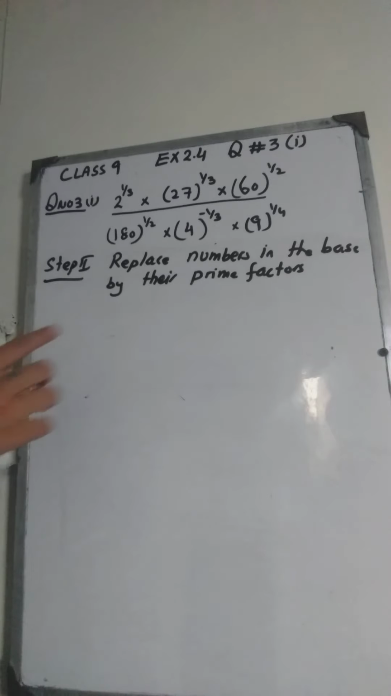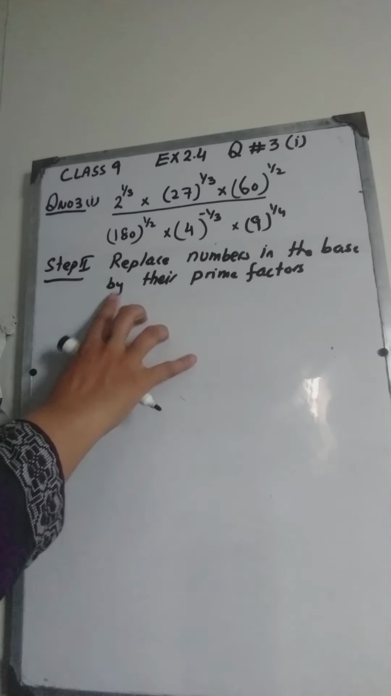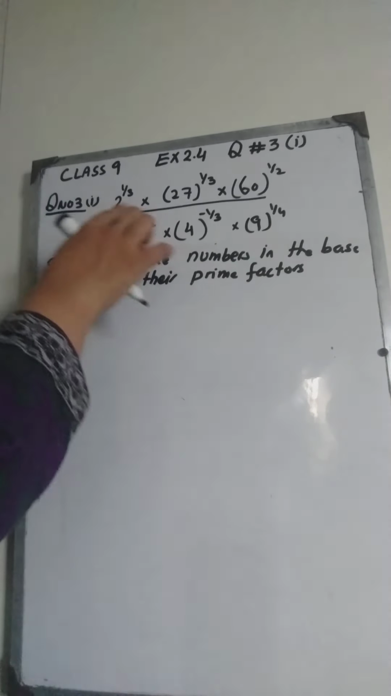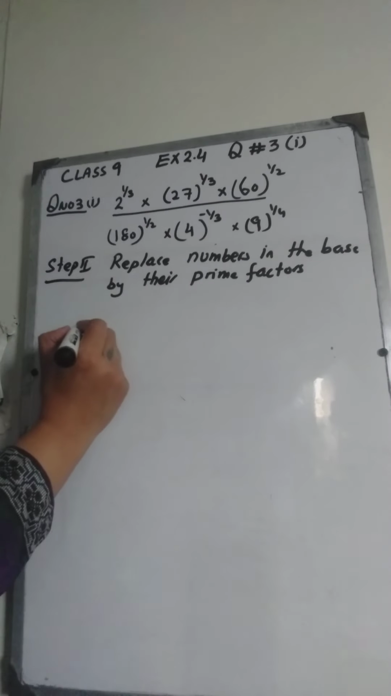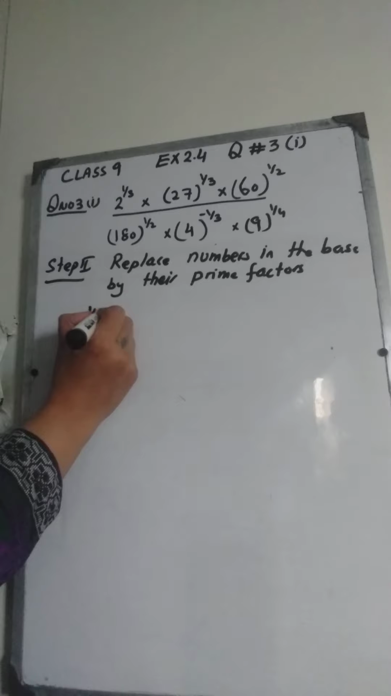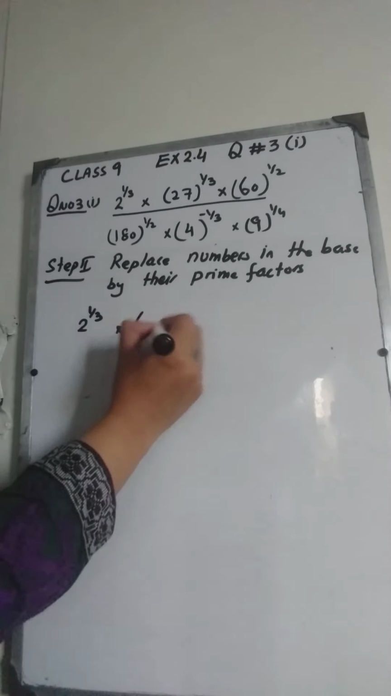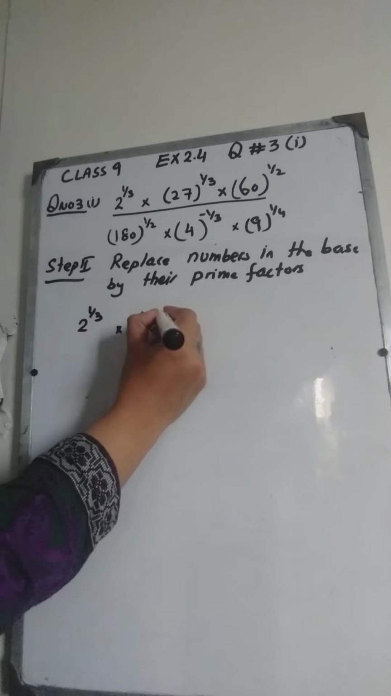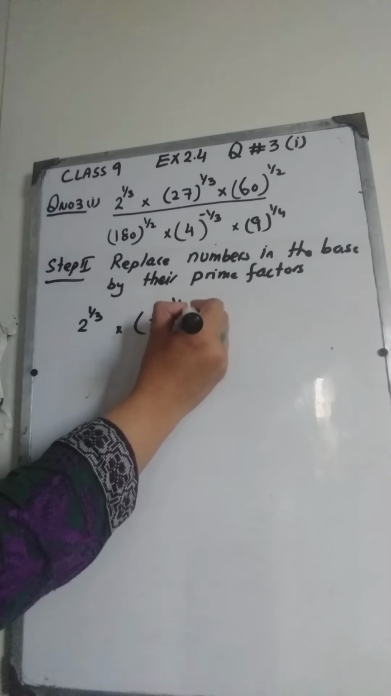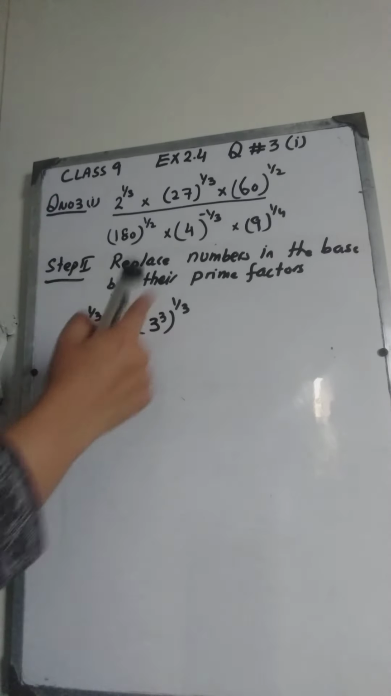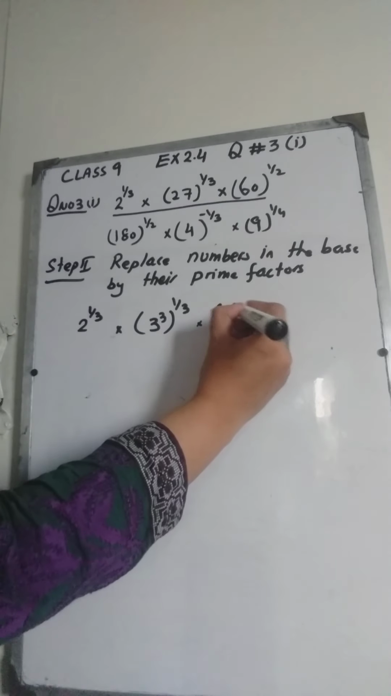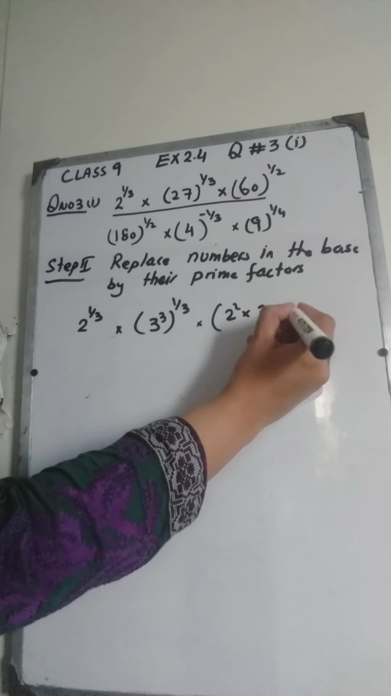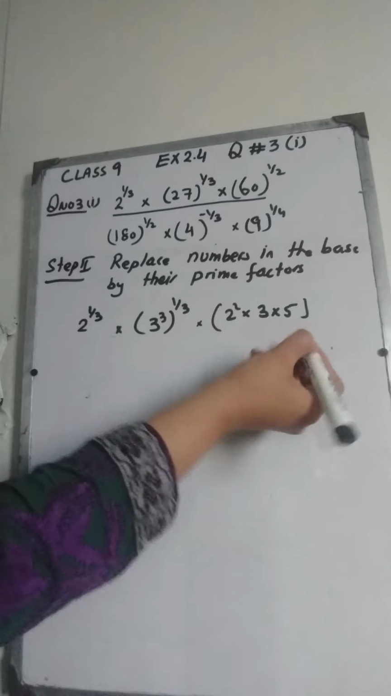Now the next step is to replace the numbers in the base by their prime factors. We are going to replace these numbers by their prime factors. So we know that 27 is 3 cube, replacing it by the prime factors that we have already calculated. Now replacing 60 by the prime factors, we had 2 square into 3 into 5. These were the factors that we have already calculated.